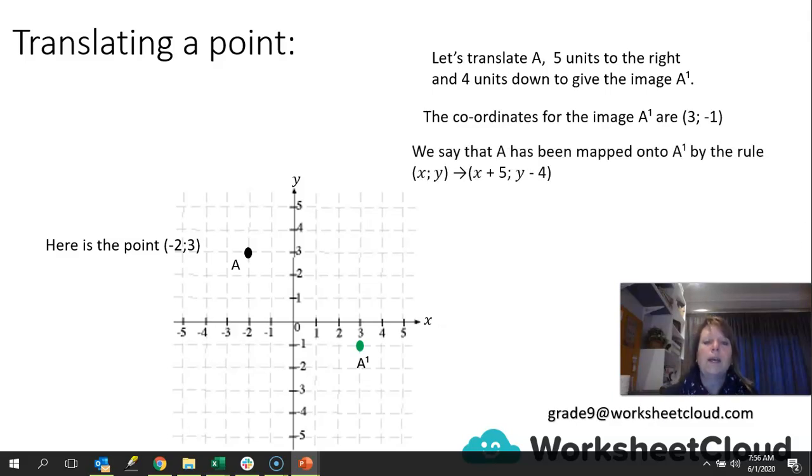So we say that A has been mapped onto A1 by the rule (x + 5, y - 4). So our original (x, y), where x now we have adding on 5 and y we are minusing 4. If you have a look, we added on 5 here, 3, 4, 5, and we minus 4 because we're going towards the minuses of y. 1, 2, 3, 4.